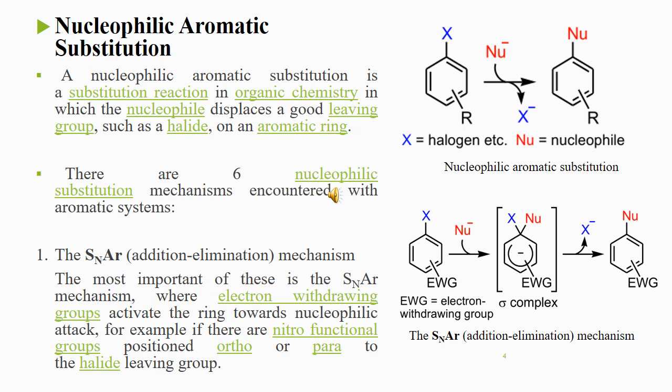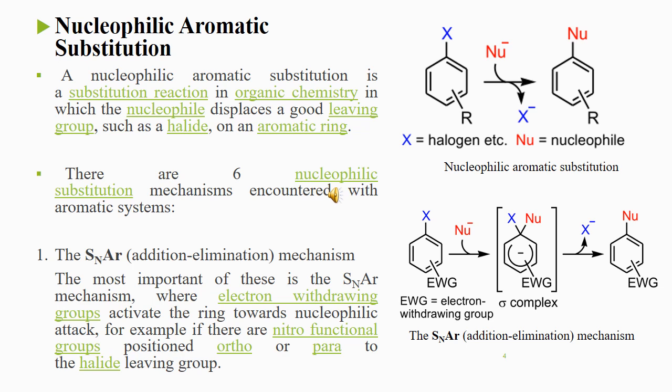Now you can see that in the reaction on the left hand side, the lower one, there is an electron withdrawing group attached on the aromatic ring. If it is attached at the ortho or para position, then the ring will be activated towards nucleophilic substitution. A good electron withdrawing group must be attached on the aromatic ring to undergo SNAr.